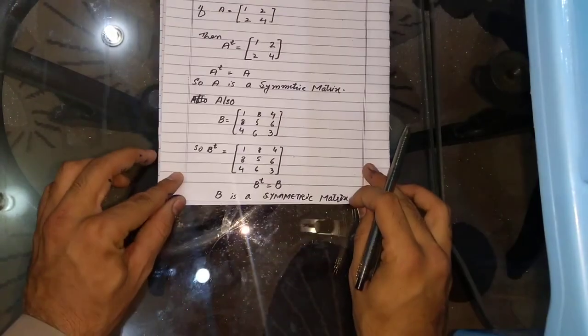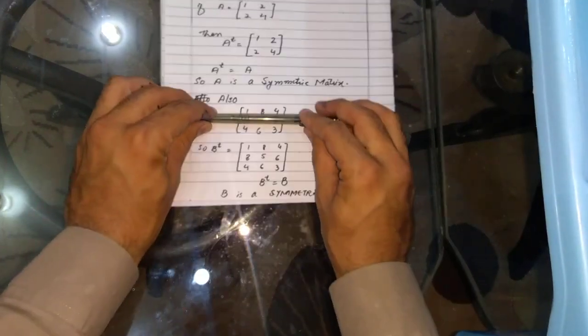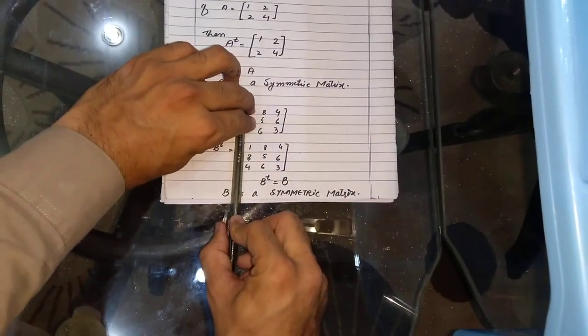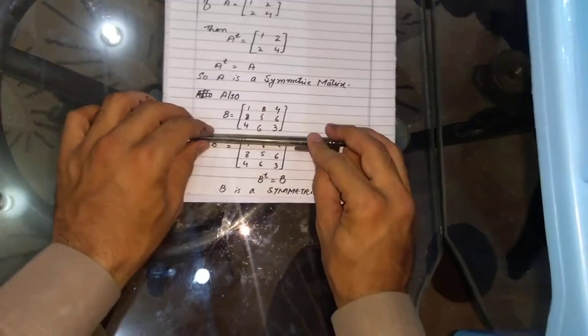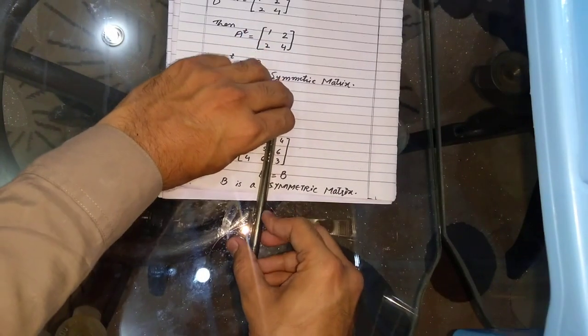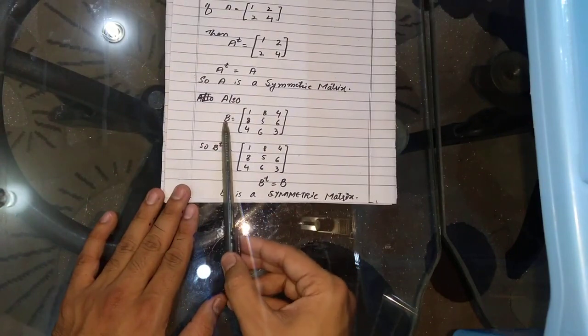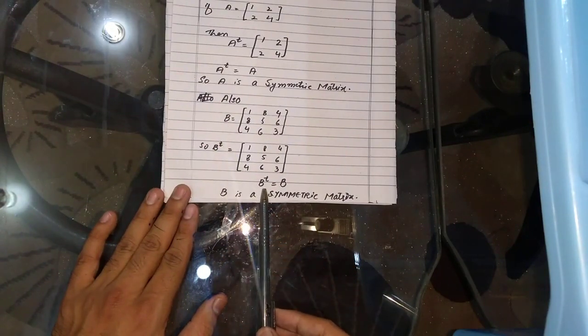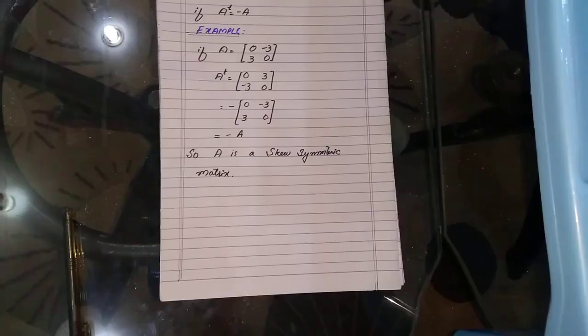Over to another matrix, student. This is another square matrix. Now, first row changes into first column. Second row changes into second column. Third row changes into third column. So again, there is no change in matrix B when we calculated its transpose. So B is also a symmetric matrix.